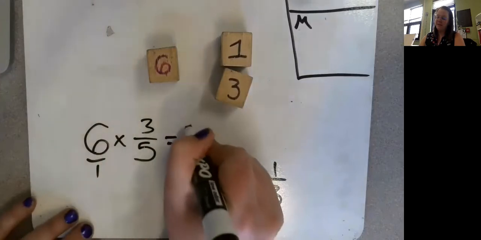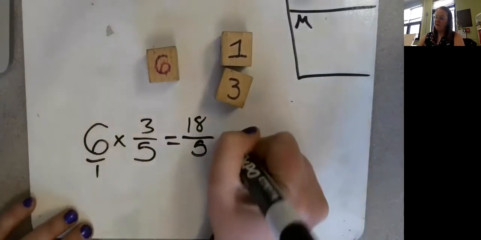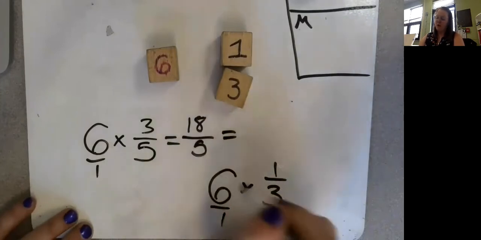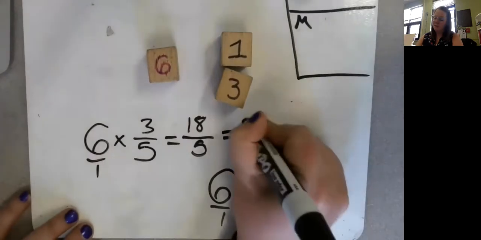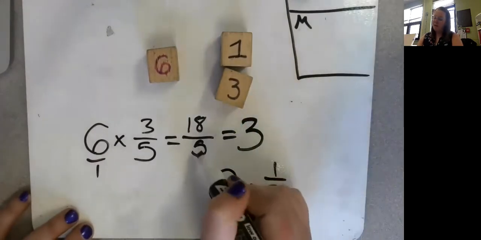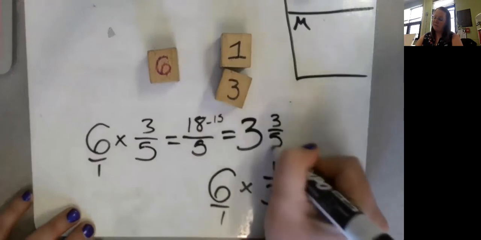So 6 times 3 is 18. 5 times 1 is 5. And then you can't leave it improper. So I ask myself, how many times does 5 go into 18? Well, that's 3 times. And then subtract 15. So I'm left with 3 3/5.